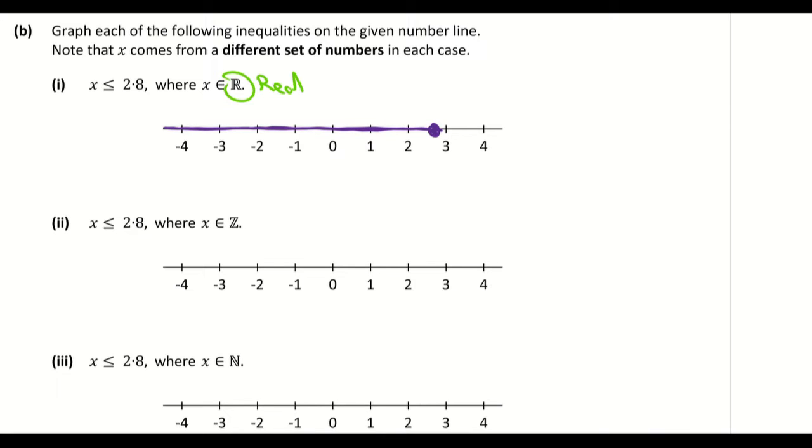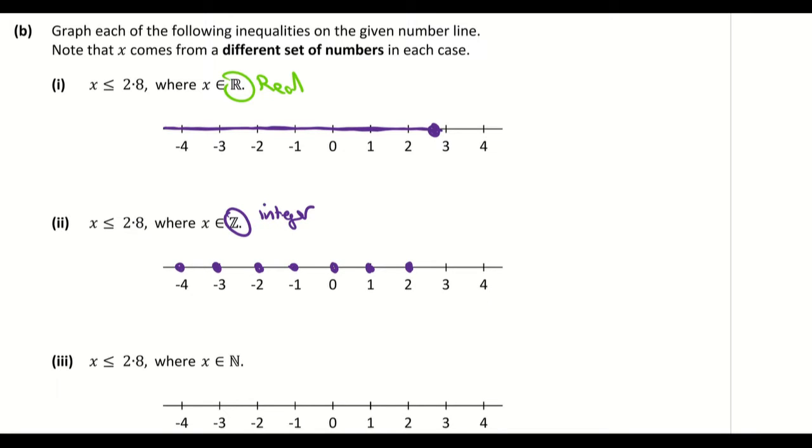Part 2, x is less than or equal to 2.8, where x is an integer. Z is our integer numbers. Integer numbers are positive and negative whole numbers. So the first one there would be 2. I don't include 2.8 because that's not a whole number. I don't include 3 because x has to be less than or equal to 2.8. So the first whole number less than 2.8 is 2. Then I include the 1, the 0, and so on and so on. Integers include negative numbers and positive numbers.